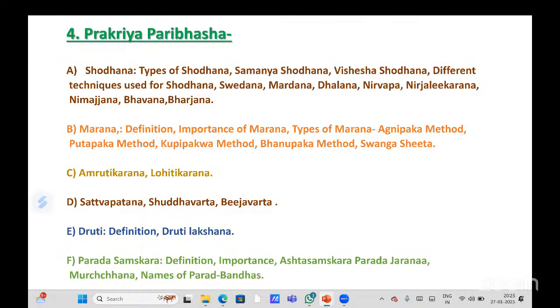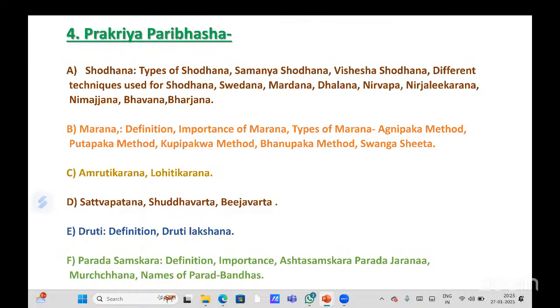Here this syllabus point carries 10 marks, 5 MCQs are there, and one question for the short answer. Okay, so they may ask the concept of Shodhana or define Shodhana and explain different techniques used for the Shodhana. That time you have to define the Shodhana and write the different techniques or types of Shodhana. It may be Svedana, Mardana, Dalana, Nirvapa, Nirjalikarana, Nimajjana, etc.